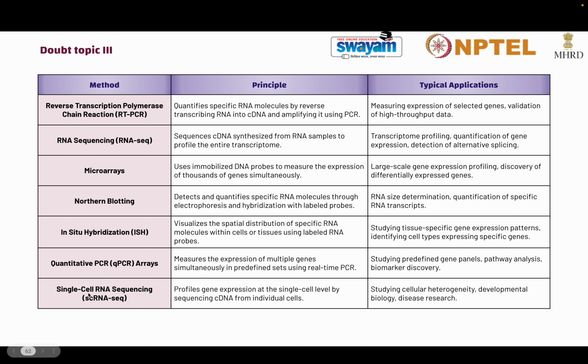Then there is another method which is single cell RNA sequencing. It profiles gene expression at the single cell level by sequencing cDNA from individual cells. So at a particular time you are only dealing with a single cell. In this case, you are studying the cellular heterogeneity, developmental biology and disease research. So when you are targeting a single cell, these are the different applications of single cell RNA sequencing.